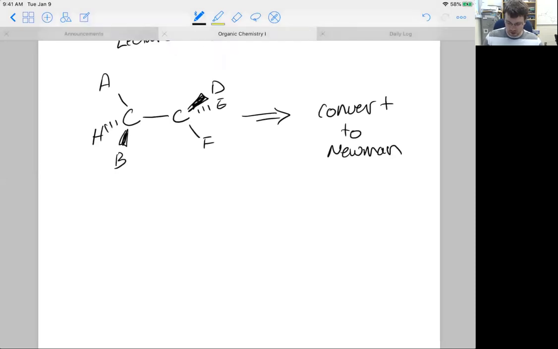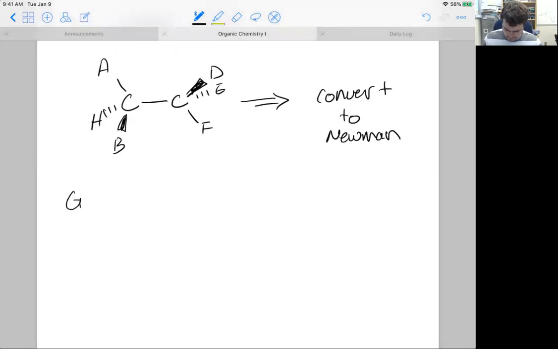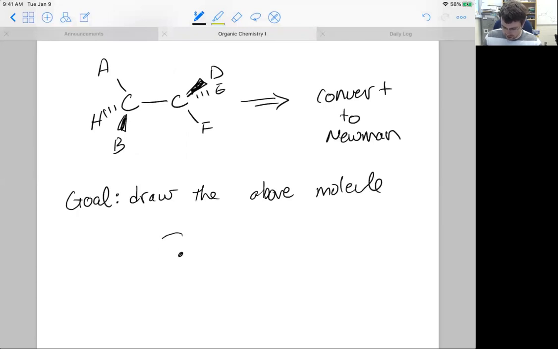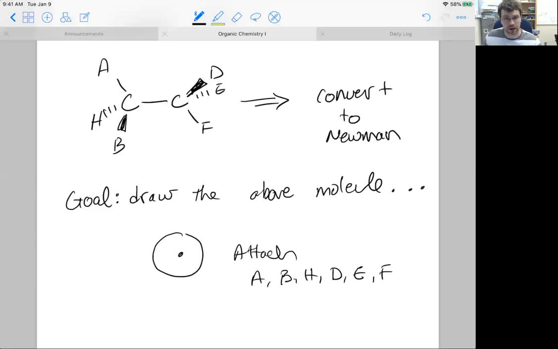So what's the goal here? The goal is to draw the above molecule as a dot with a circle and then attach A, B, H, D, E, F appropriately. We've got our 6 groups.